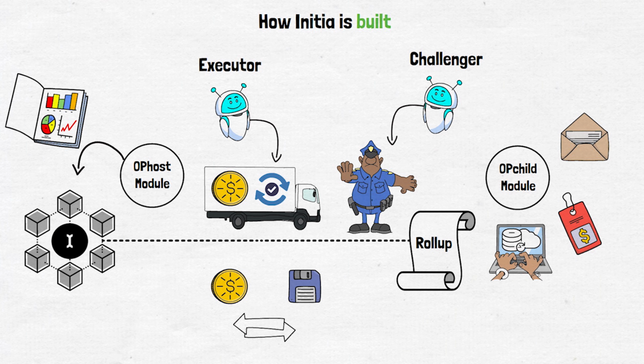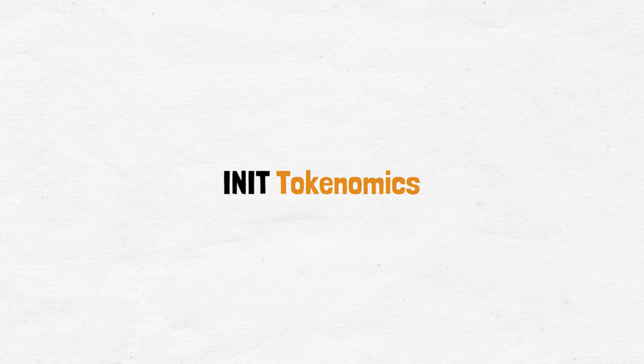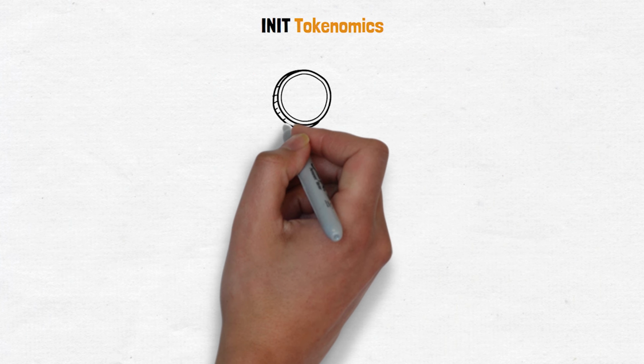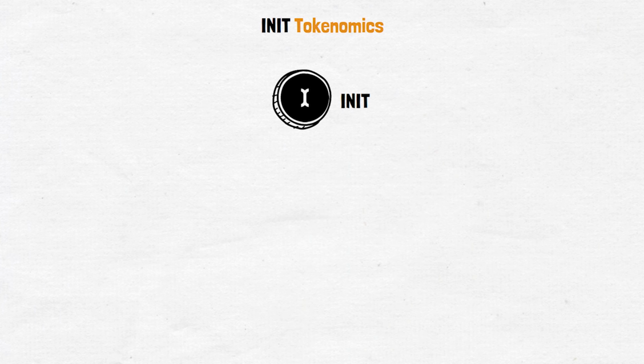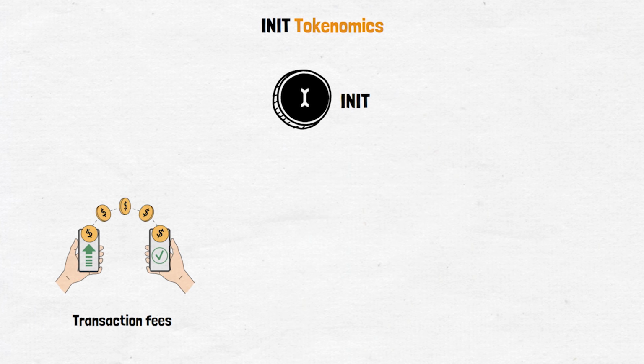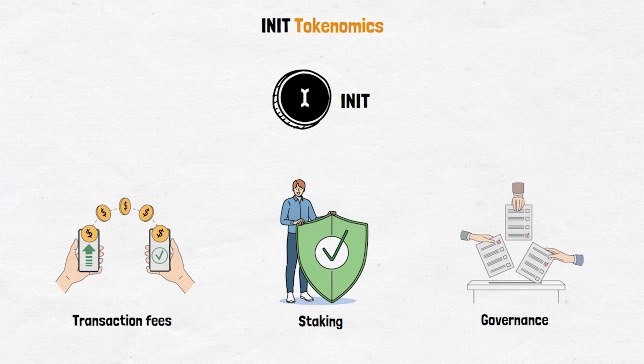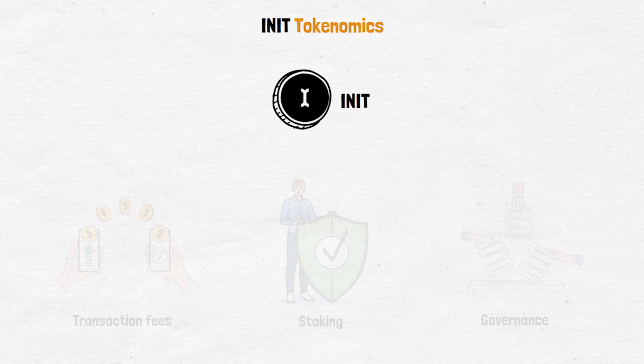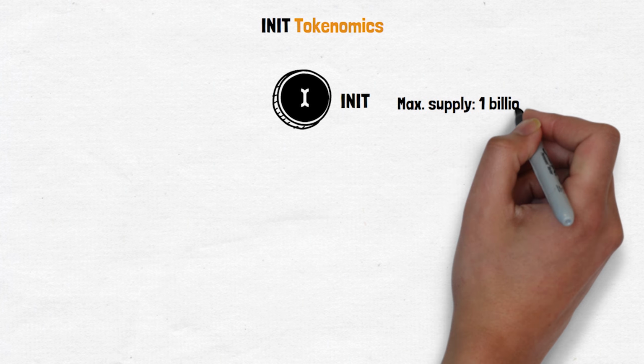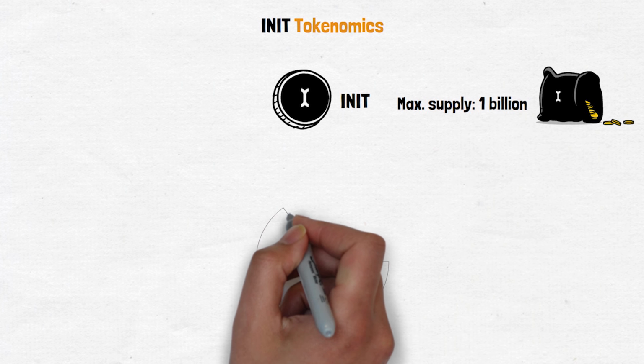But how about the tokenomics? INIT is the native token of the Initia ecosystem. You can use it to pay for transaction fees, stake it to help keep the network secure, or vote on governance stuff. In total, there will only ever be 1 billion INIT tokens, and the token distribution is as follows.